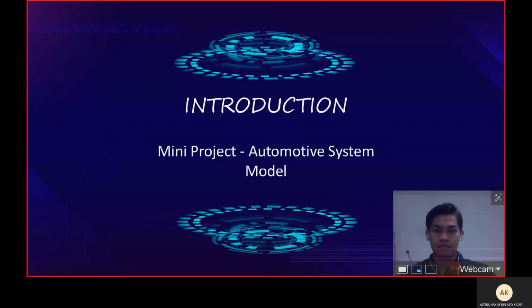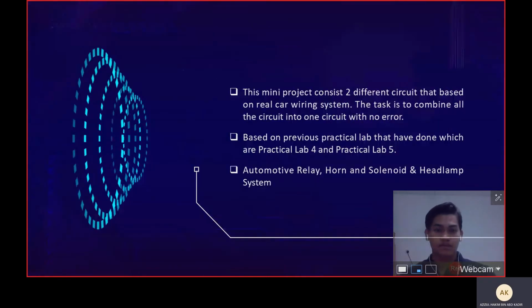Of our mini project, which is Automotive System Model. This mini project consists of two different circuits that are based on a real car wiring system. The task is to combine all the circuits into one circuit with no error.